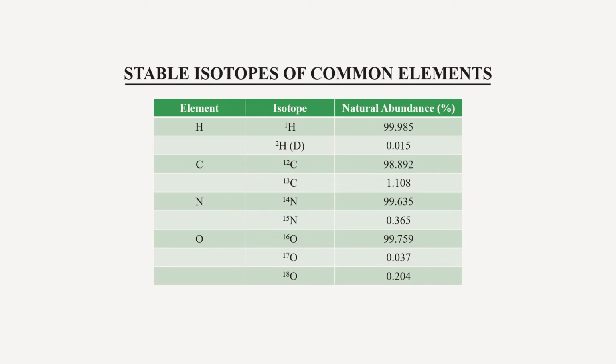Nitrogen-14 is the major stable isotope of nitrogen with a relative atomic mass of 14 and its natural abundance of 99.635%. Meanwhile, nitrogen-15 is another stable form of nitrogen isotope with a relative atomic mass of 15 and its natural abundance of 0.365%. There are three stable isotopes for elemental oxygen, which are oxygen-16, oxygen-17, and oxygen-18.